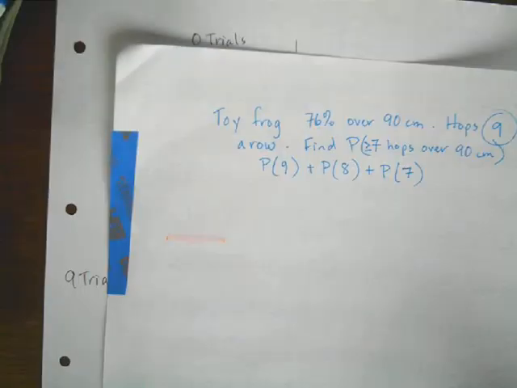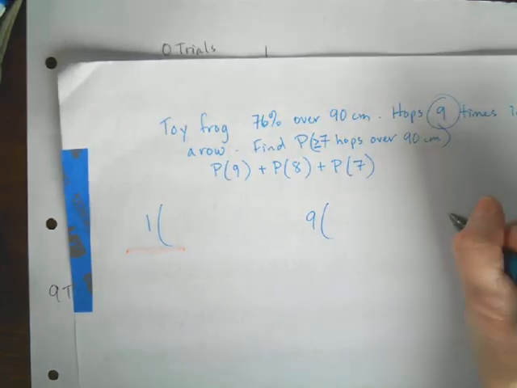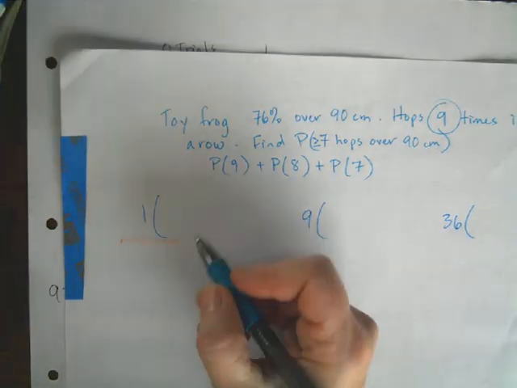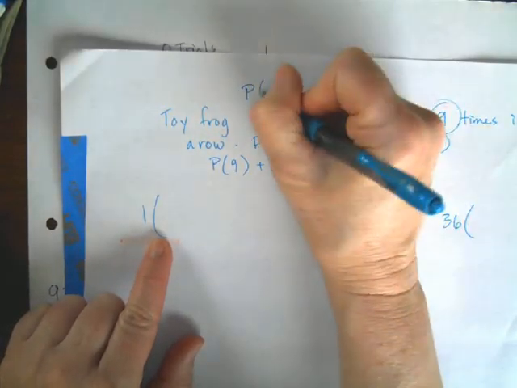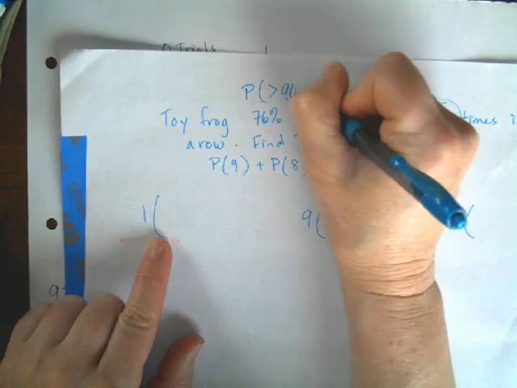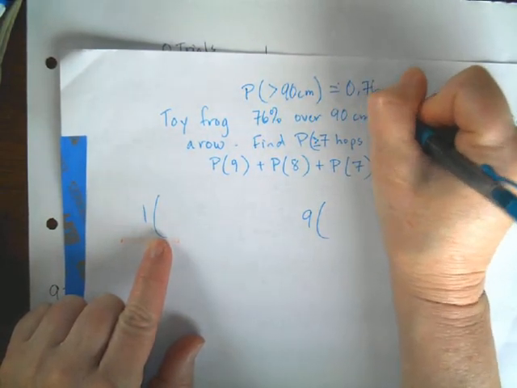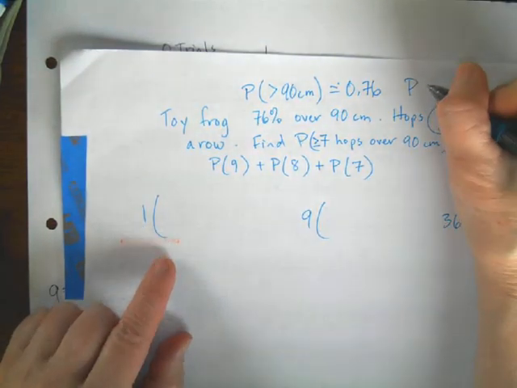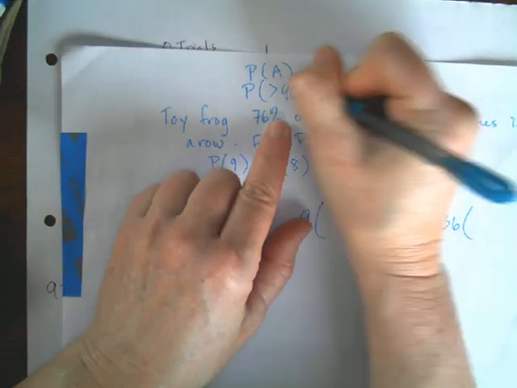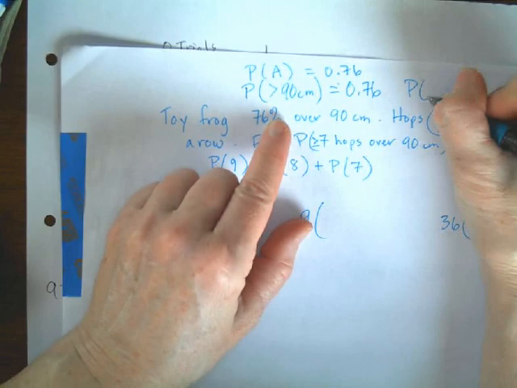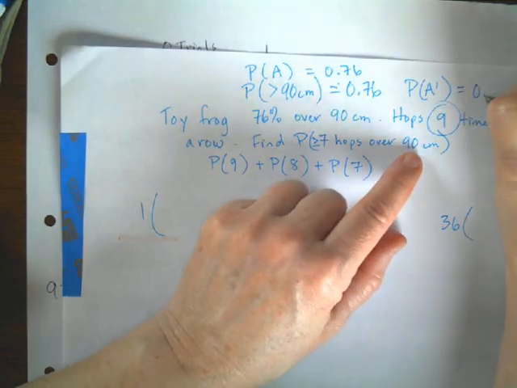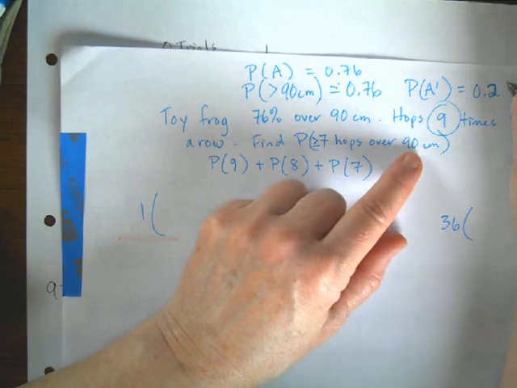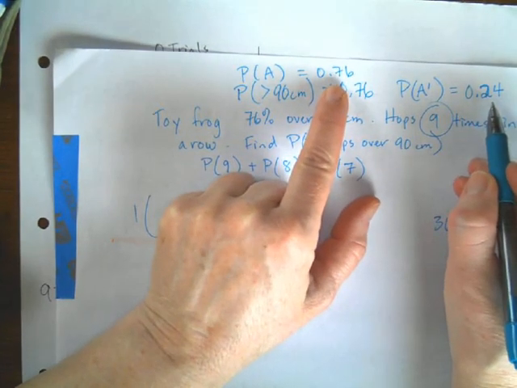So back to my problem. I'm going to have 1 group, and I'm going to have 9 and 36. So I'm going to get it started like this. For the probability of getting 9 hops in a row that are over 90, I know the probability of having a jump that is greater than 90 centimeters is 0.76. Let's call this A. Probability of A is equal to 0.76. So the probability of not A, of this not happening, is going to be 1 minus 0.76, which is 0.24, right, because 0.76 plus 0.24 add up to 1. Am I doing okay? I hope so.